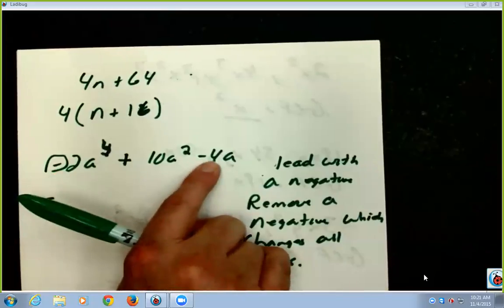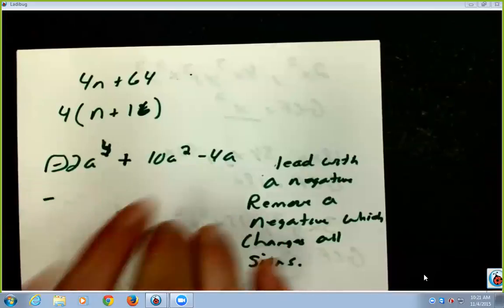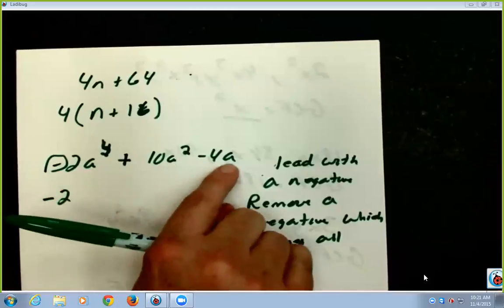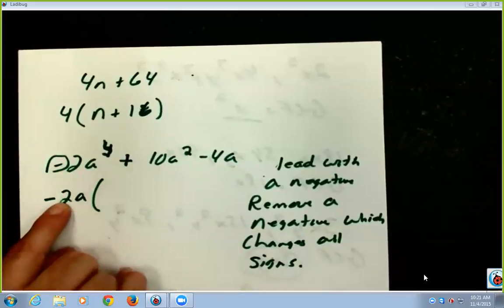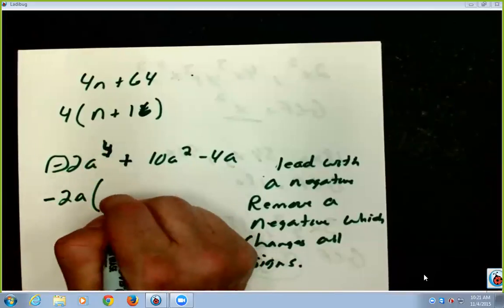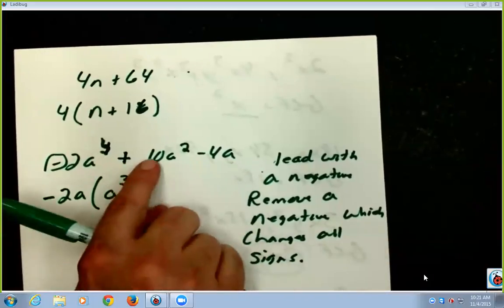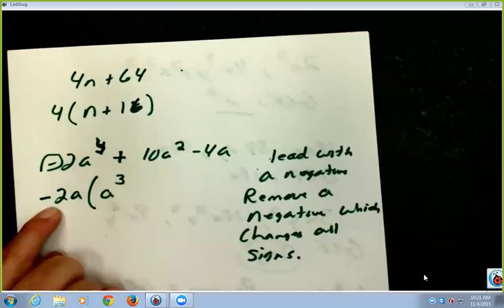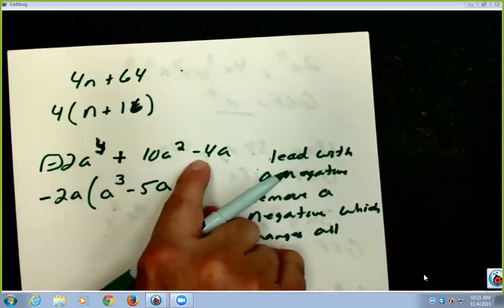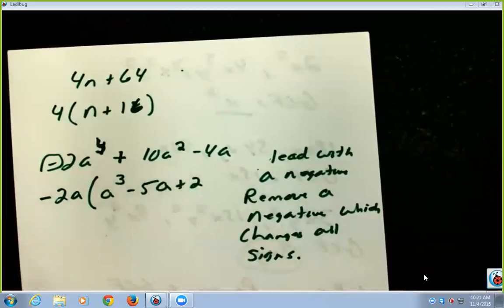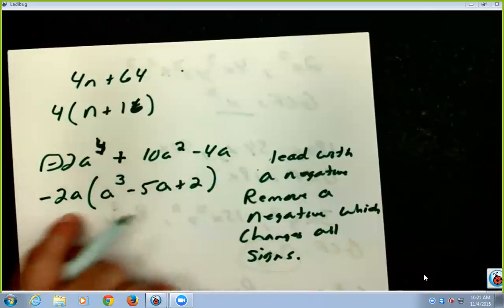2, 10, and 4. What's my common factor between 2, 10, and 4? 2. A to the 4th, a squared, and an a. Just an a. And when I do that, a negative 2 divided by negative 2 becomes positive. A to the 4th and a leaves me a positive a cubed. A positive 10 divided by negative 2 is a negative 5. A squared and a is an a. We good so far? Negative 4 divided by negative 2 is a plus 2. A and a cancel, so that becomes my solution. So this becomes my answer.